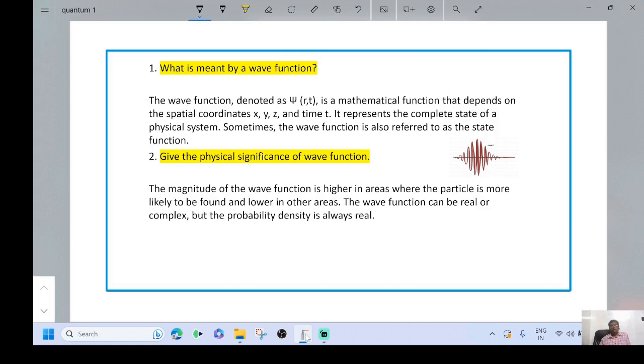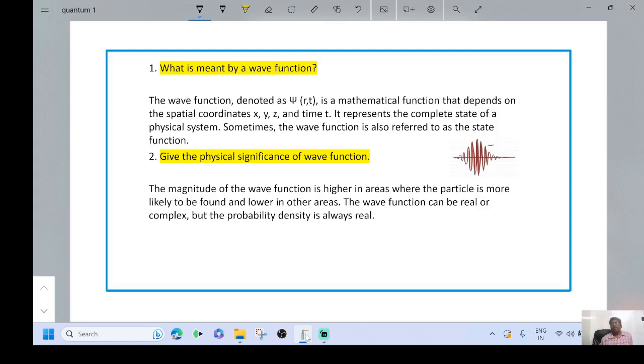What is meant by a wave function? The wave function denoted by psi of r comma t is a mathematical function that depends on the spatial coordinates x, y, z and time t. It represents the complete information about a physical system. Therefore, wave function is also called as the state function.